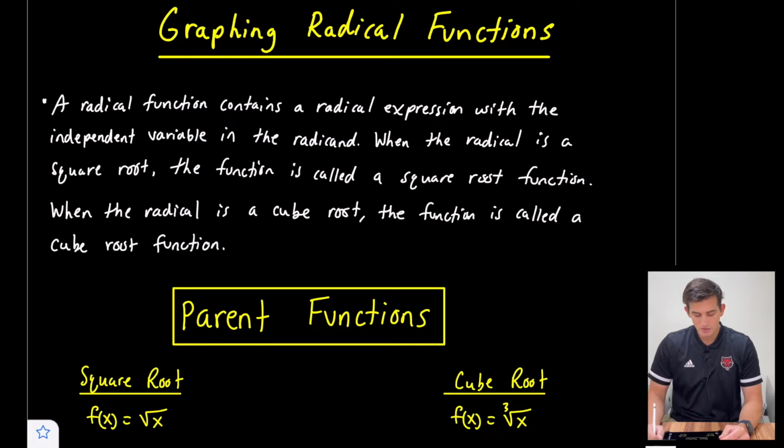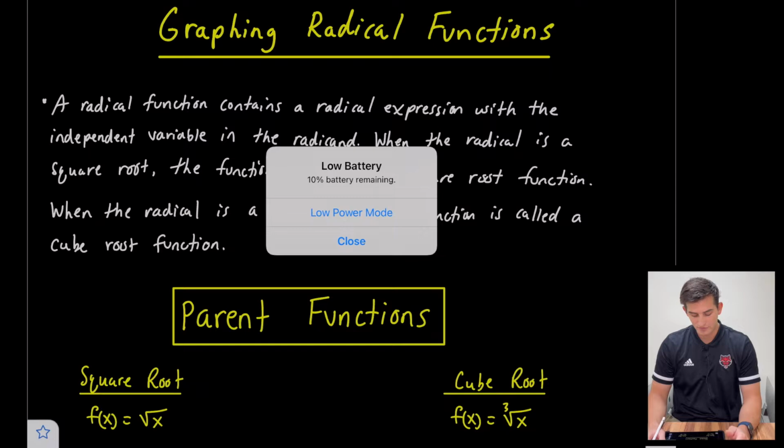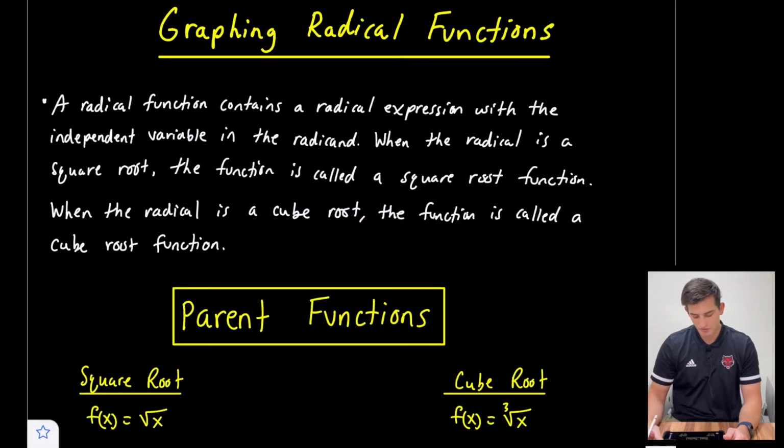When the radical is a square root, the function is called a square root function. And when the radical is a cube root, the function is called a cube root function, okay?